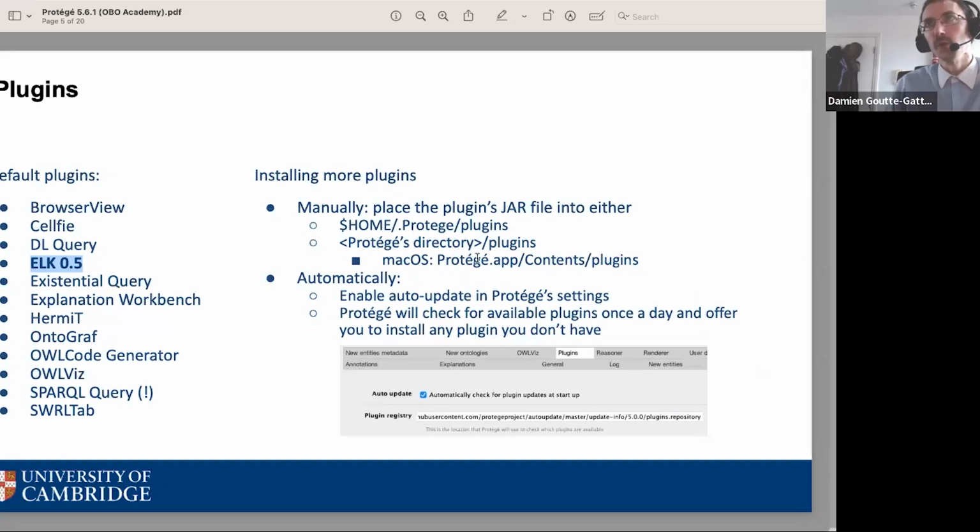Or again, if you are using macOS, inside the protege.app/content/plugins directory. The main difference between putting the plugins in the home folder or in the main folder is that if you put it in the installation folder directly, then it will be visible to all users of your computer, if your computer is used by more than one user.